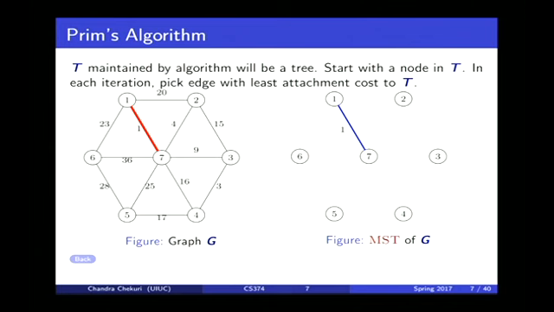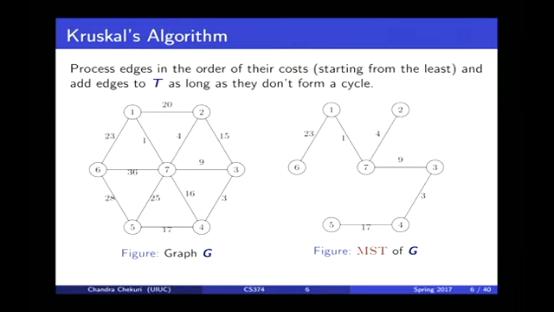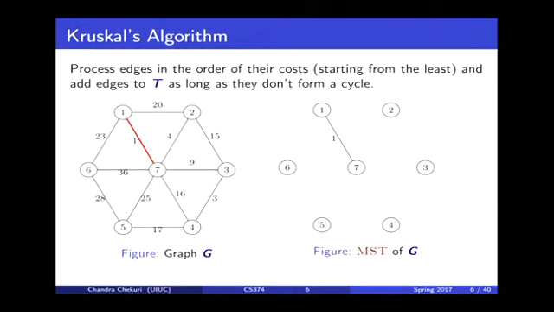Yeah, agreed. Okay. So why is Kruskal's algorithm correct? What is it doing at each step? It's a little bit more tricky, right? Why is Kruskal's algorithm correct?